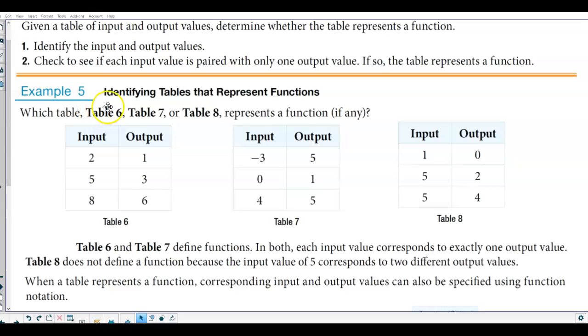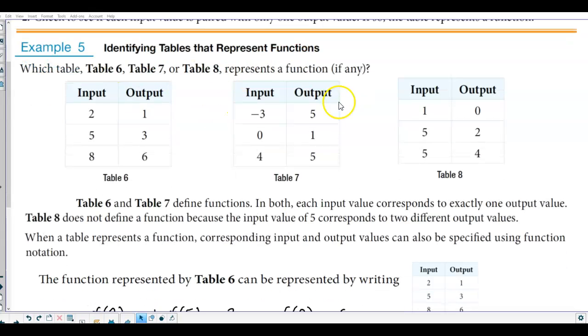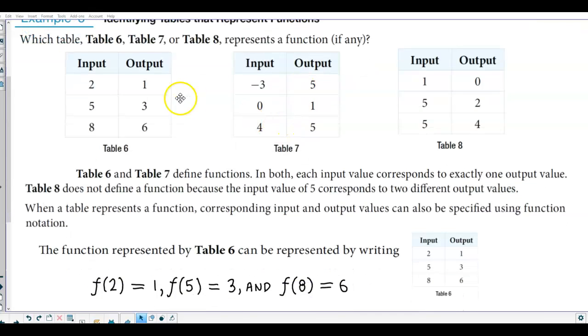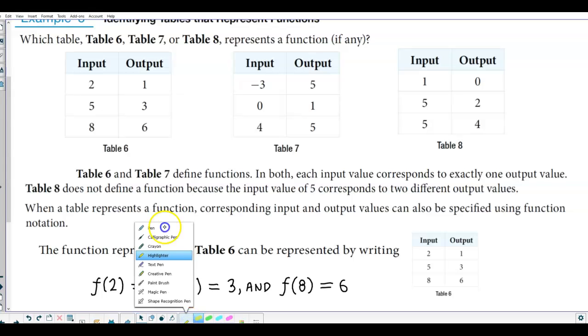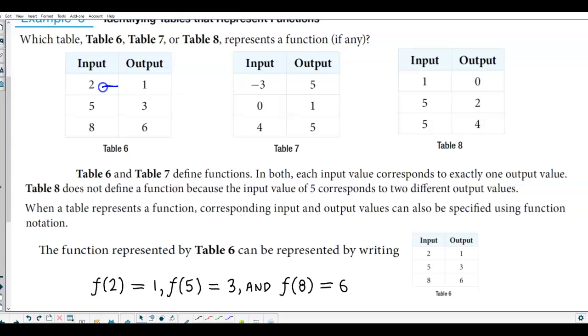So in example number 5, we want to identify tables that represent functions. So which table, table 6, table 7, or table 8, represents a function, if any? So let's take a look at table 6. In table 6, we can see here that 2 goes to 1 as an output. We know that 5 has one output of 3 and that 8 has an output of 6.